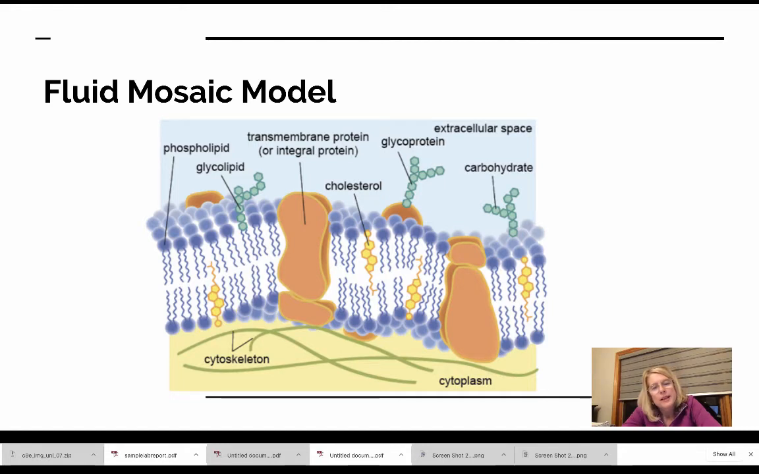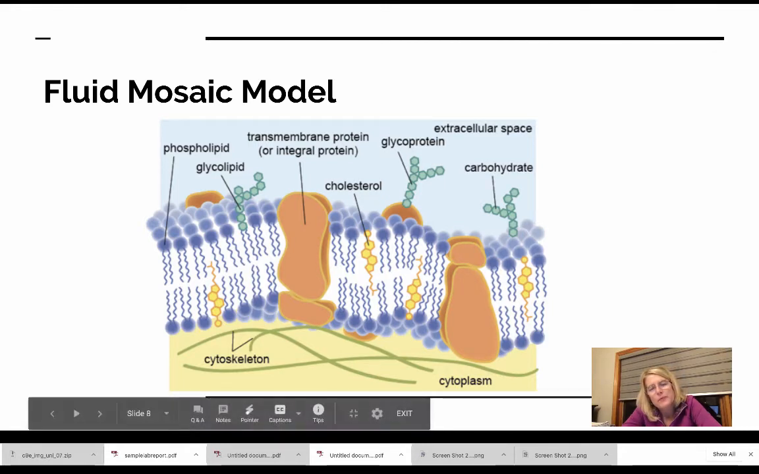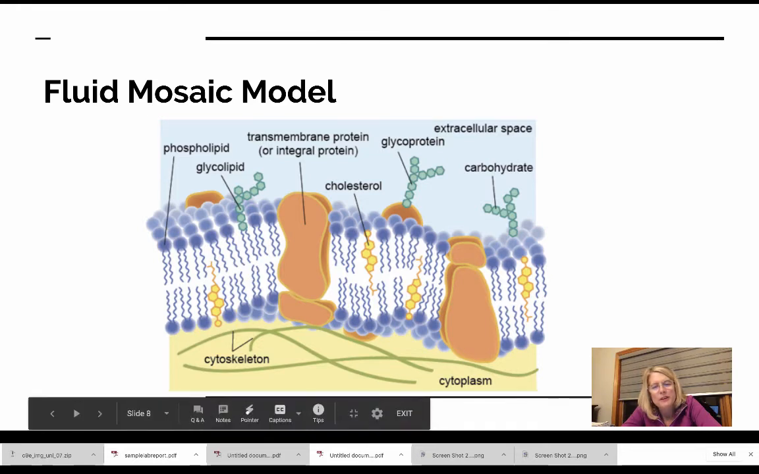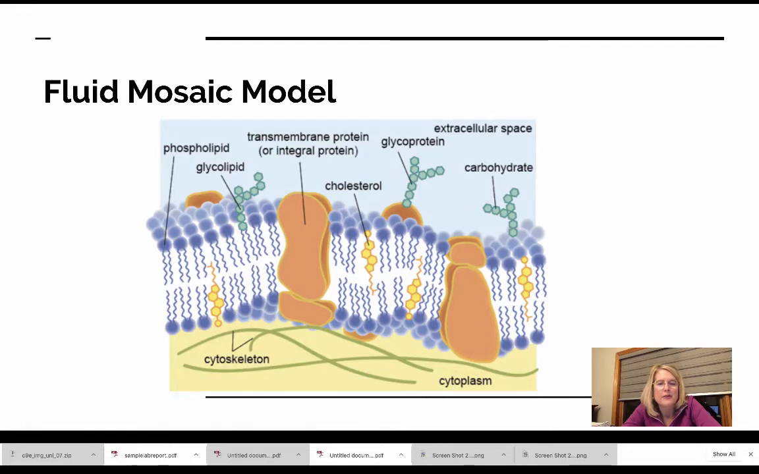Okay, so we've got these that span, and I want you to think about, well, what would be an advantage of that? What would be a function that these proteins could serve if they span the entire phospholipid membrane?